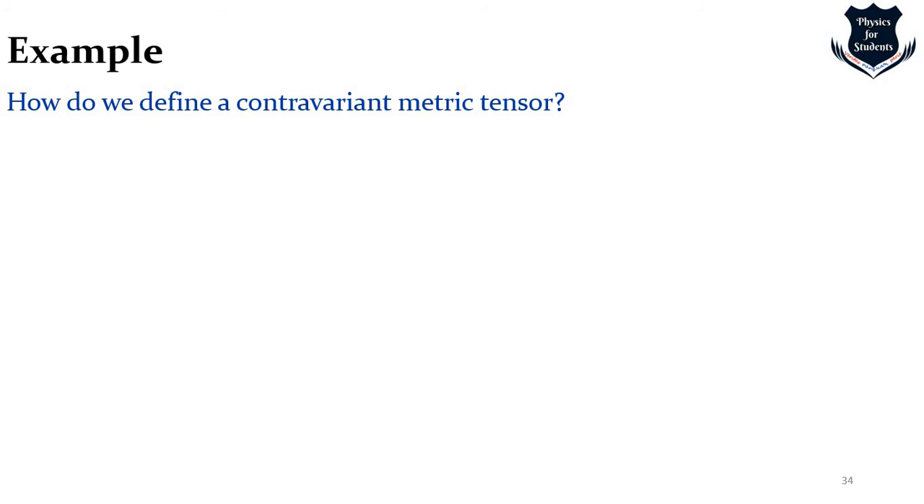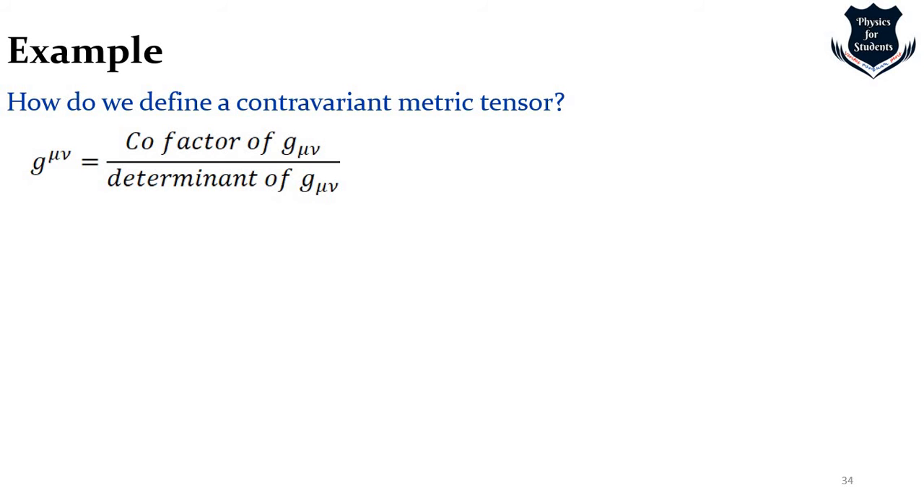So how do we define a contravariant metric tensor? We take the g mu nu, that is the cofactor of g mu nu, and then we divide it by the determinant of that. Let us see an example.